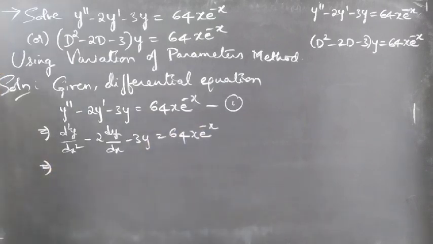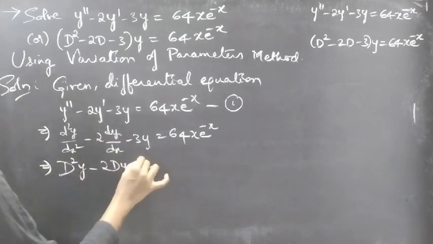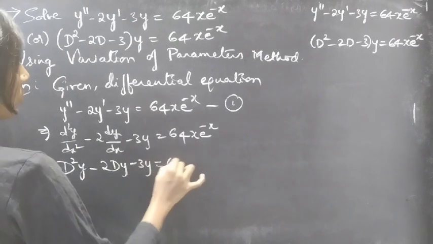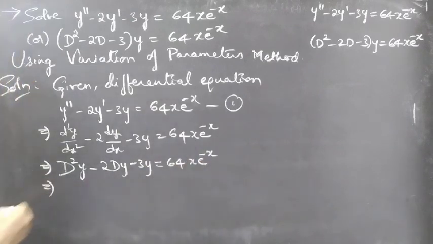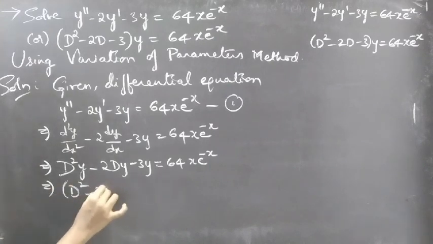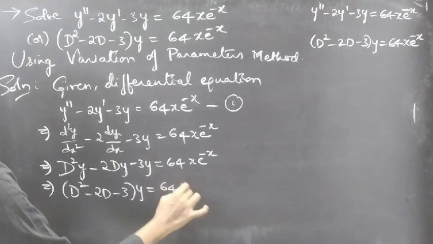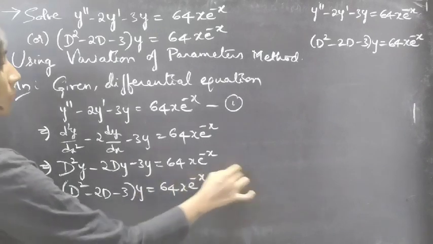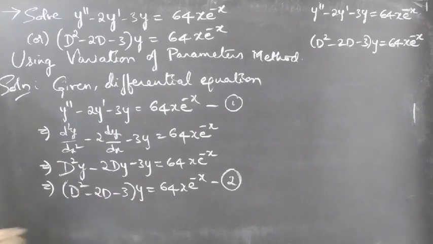Now let's write d square y by dx square as capital D square y, where D is a differential operator, and dy by dx can be written as Dy, so we get D square y minus 2Dy minus 3y equal to 64x e power minus x. Now take y common from all the three terms of LHS. We'll get D square minus 2D minus 3 into y equal to 64x e power minus x. Consider it as equation number 2. Equation 1 in operator form is our equation 2, right?